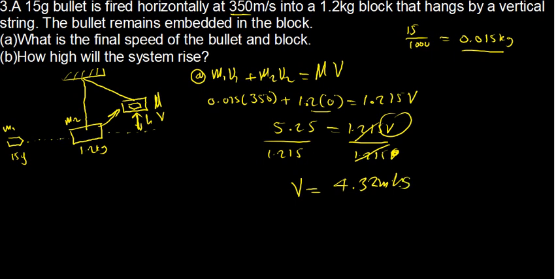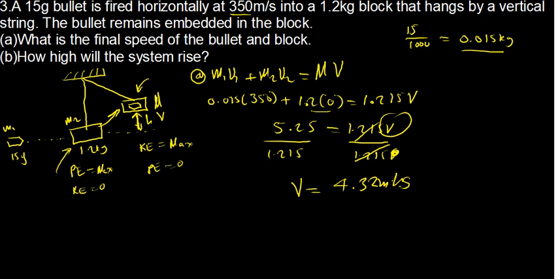Now the other question given: how high will the system rise? So we want to find this height. How high will the system rise? So now what we can see at this point, the block is not moving, so it has got maximum potential energy. Because it's not moving, the kinetic energy is equal to 0. So when it starts moving and it reaches this point, at that point all the potential energy has been converted into kinetic energy. So the kinetic energy is maximum at that point, but the potential energy is now going to be equal to 0.